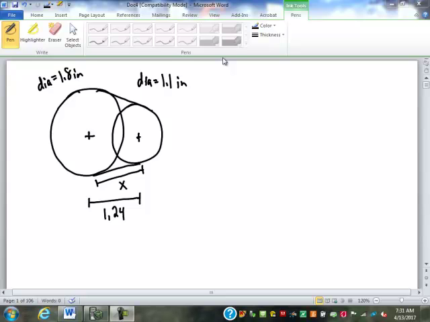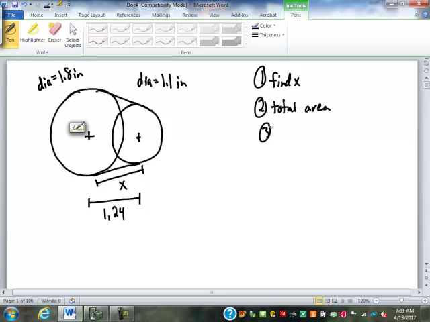So on this figure here, I'm going to ask you to find three things. One, I'm going to ask you to find x. Two, total area. And three, we're going to switch it up a little bit. I'm going to ask you to find the perimeter. Where do we start?